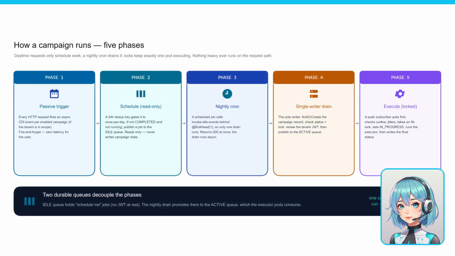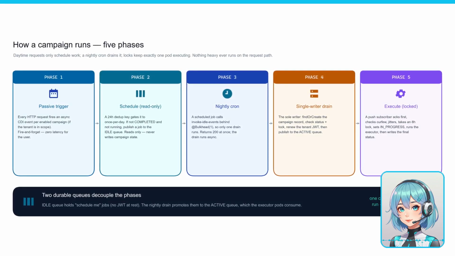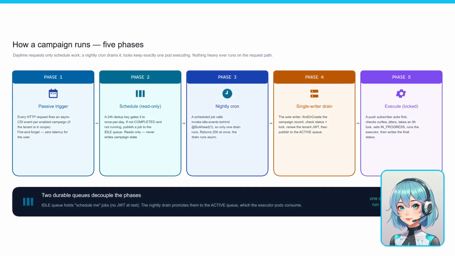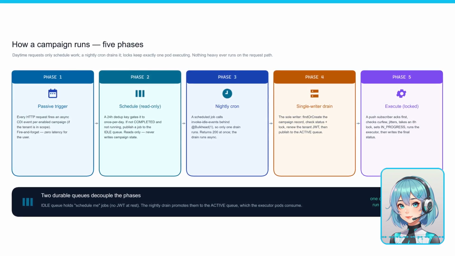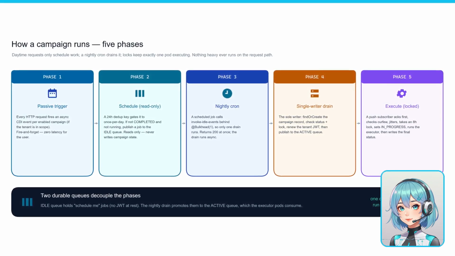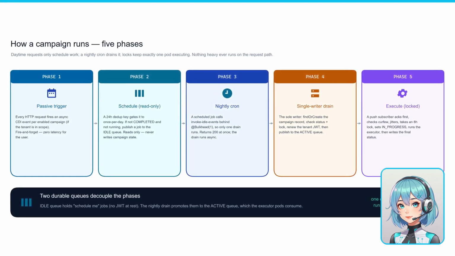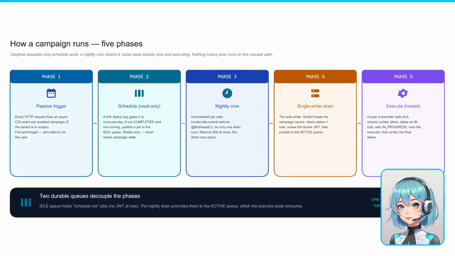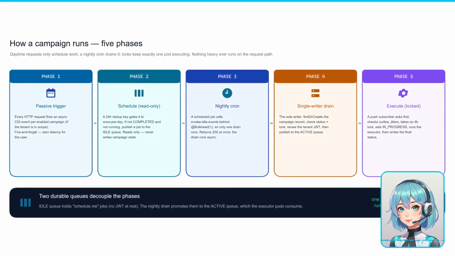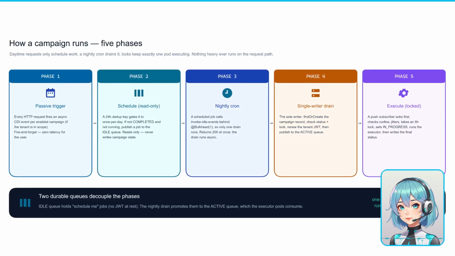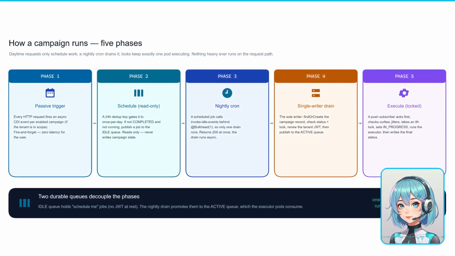Phase 1. Every HTTP request fires an async event per enabled campaign, fire and forget, so the user waits for nothing. Phase 2. A read-only handler gated by a 24-hour DDAP key publishes a job to the idle queue. It never writes campaign state. Phase 3. A nightly cron calls an endpoint behind a bulkhead of 1, so only a single drain runs.